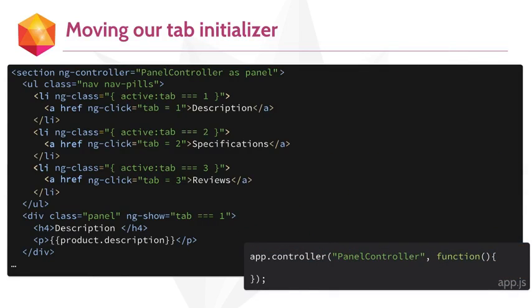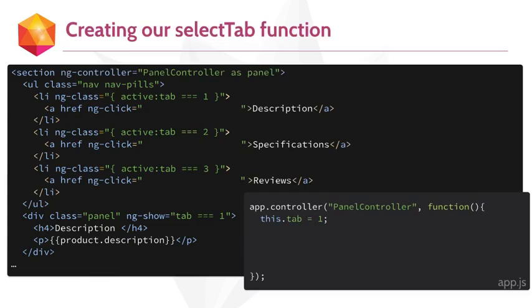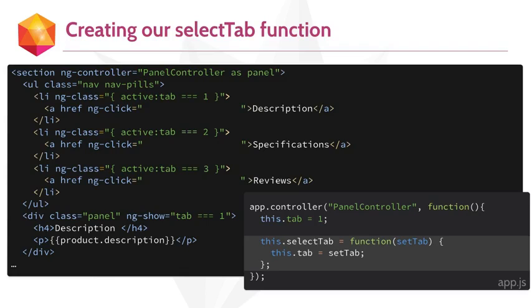In this case, we'll make tab a property of our controller, so we'll be able to refer to it as panel.tab. Next, let's take the assignment logic out of our HTML and create a function expression. This is going to take a parameter, setTab, and inside of this function, we'll set the tab property equal to that variable. And then inside of our ngClick expression, we'll simply call panel.selectTab1, panel.selectTab2, and panel.selectTab3.